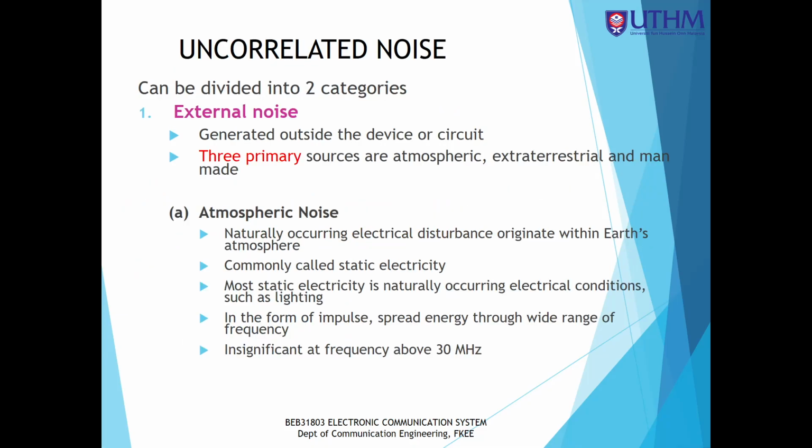So for the external noise, there are three primary sources, which are the atmospheric noise, extraterrestrial noise, and man-made noise. So atmospheric noise is due to the electrical disturbance originating within the Earth's atmosphere, commonly called static electricity. So this is the noise that is due to the static electricity in the Earth's atmosphere. Okay. So most static electricity is naturally occurring electrical conditions such as lightning. It is in the form of impulse, spread energy through a wide range of frequency.